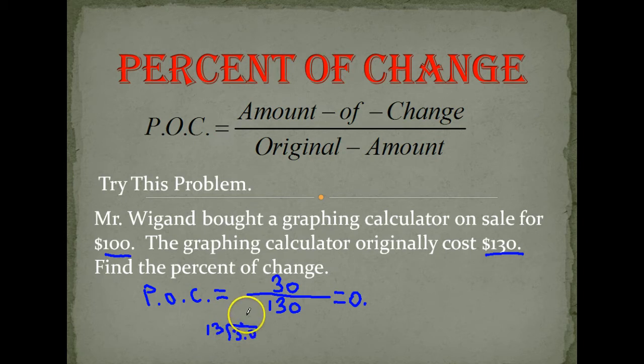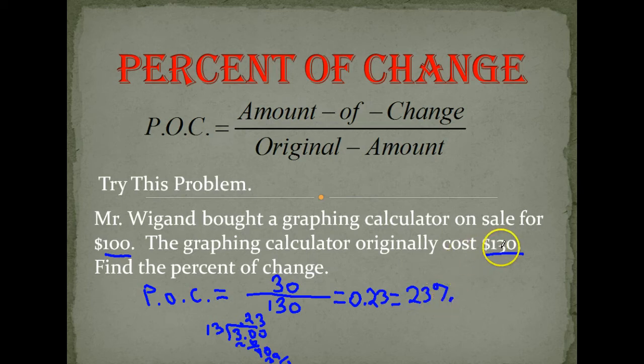13 goes into 30 twice. Add a 0, bring that down. 13 goes into 43 times. And I can see that I could stop there. It's going to end up being 0.23 when I round to the hundredths place, which is going to be 23%. Keeping in mind, I'm rounding to the nearest whole percent.